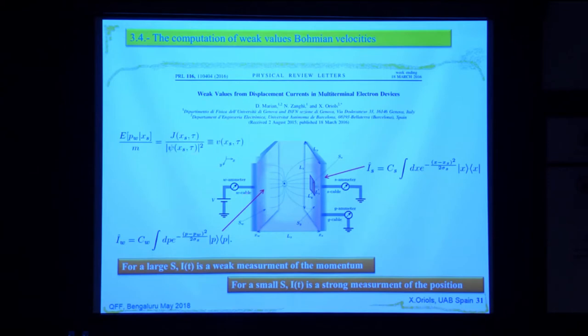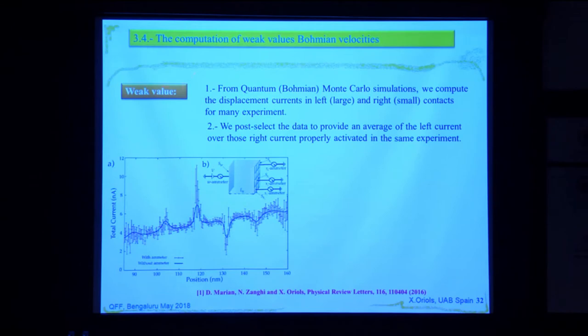Okay, and then we will try to convince ourselves that just by measuring the displacement current here, without any other approximation, we can reproduce this expression. So what we do is a weak value. It means that we make some Monte Carlo Bohmian simulations. We compute the displacement current on the left and the displacement current in each one of these parts here. We make many simulations many times, and then we treat the data in this way. We post-select all the momentum that we get from here, and only take the ones where we finally detect some particle in this position, and the same for the other positions here.